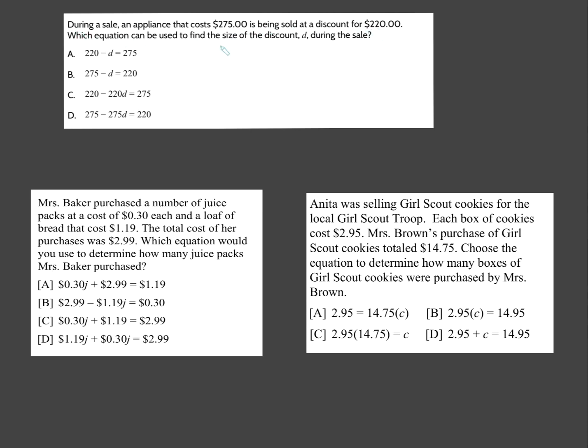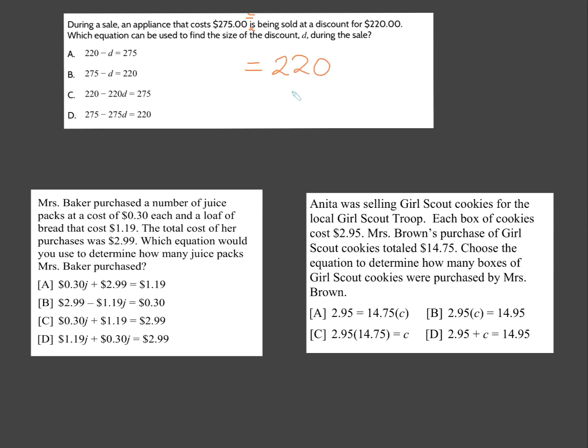Which equation can be used to find the size of the discount D during the sale? Now remember my previous video, when we were translating words into equations, we said that "is" is represented by the equal sign. So when I saw "an appliance that costs $275 is," right here, I knew that was my equals. So I have the equal sign here, and it is being sold at a discount of $220. So I have to have equals $220.